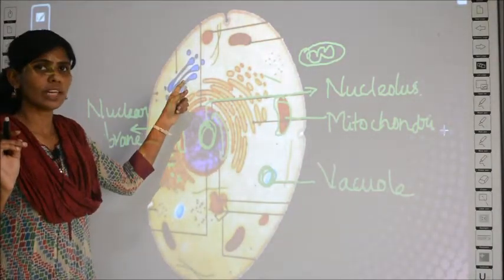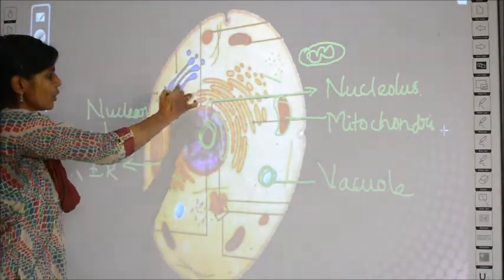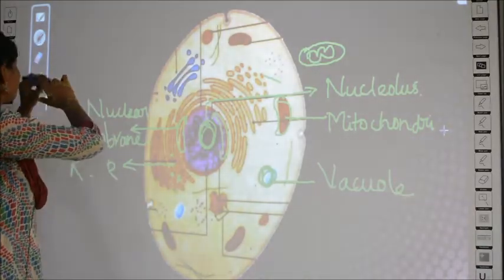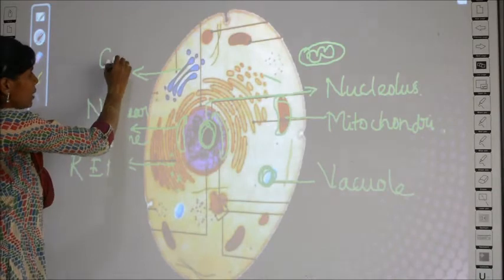What else you have? This one, the blue color structure, which is Golgi body. Do you remember? I told you, a little away. Actually, it will be next to the endoplasmic reticulum. So what is this? This is Golgi body.